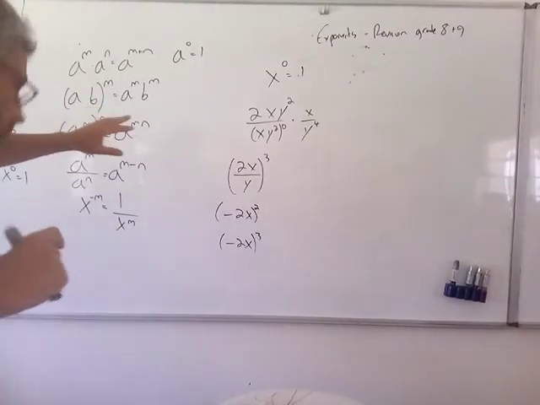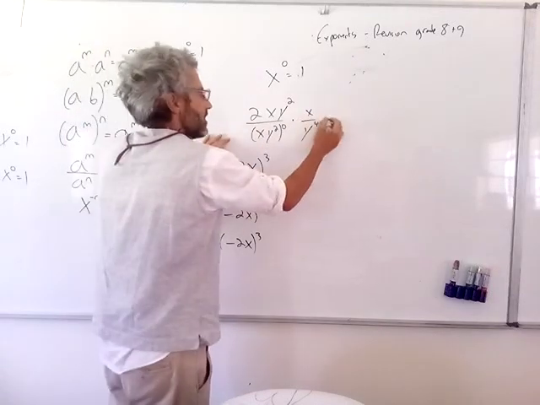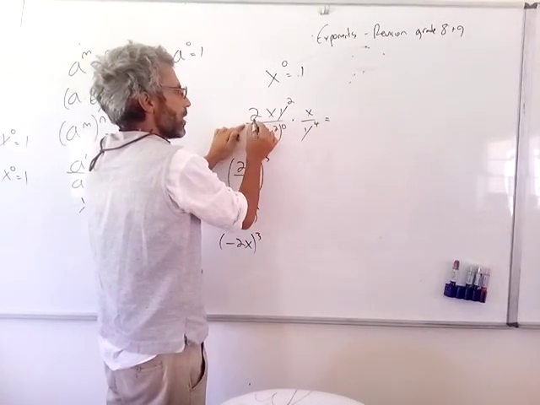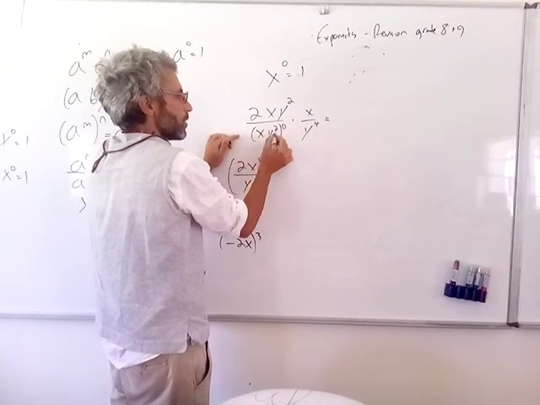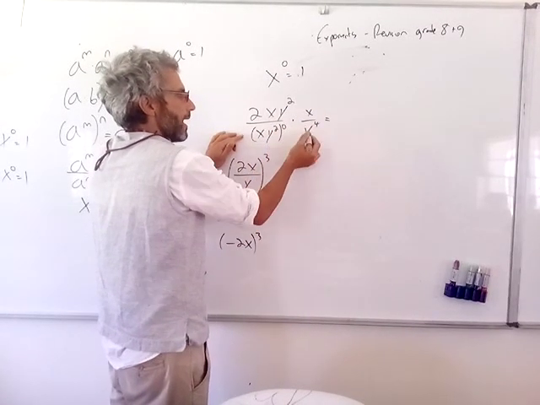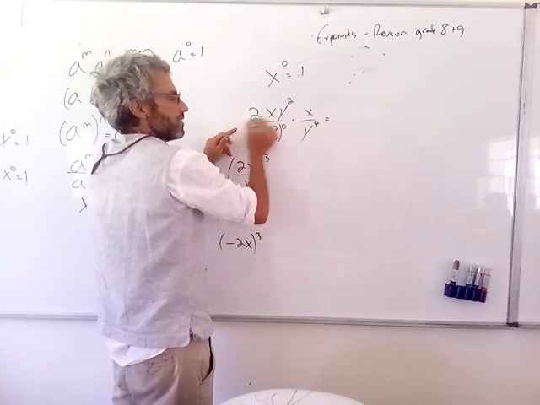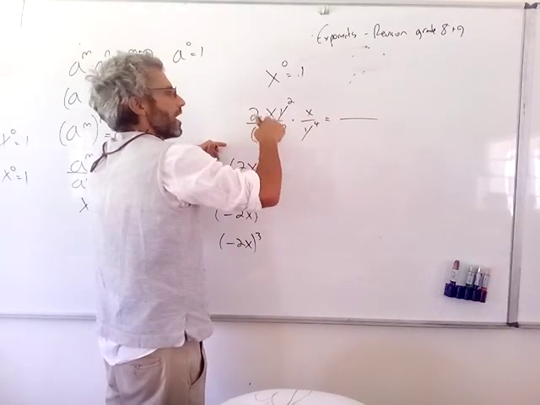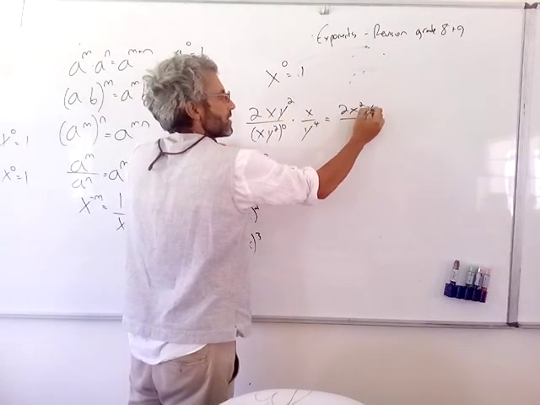Okay, so now let's just use this rule and make sure we're all happy with that. I've got 2x y squared divided by xy squared, all that to the power 0, times x divided by y to the power 4. So let's work on the numerator first. What is 2x y squared times x? 2x squared y squared.